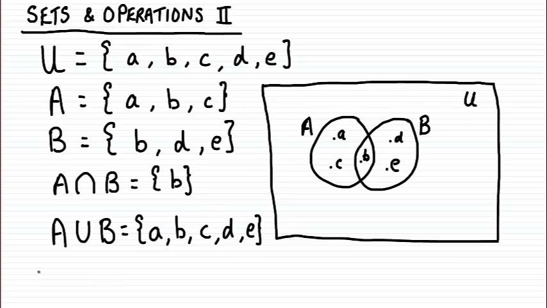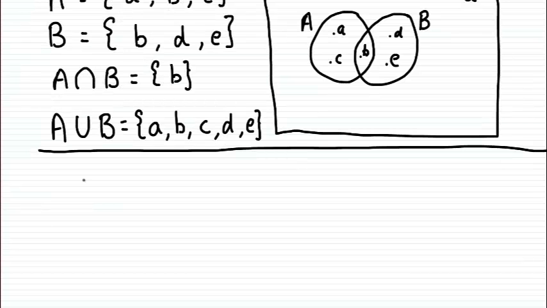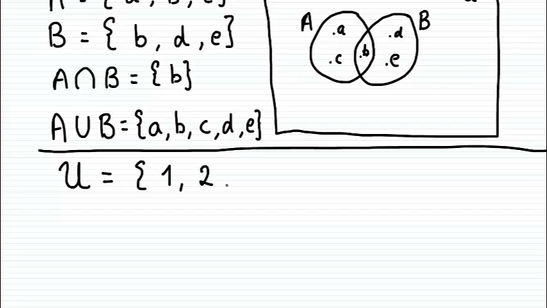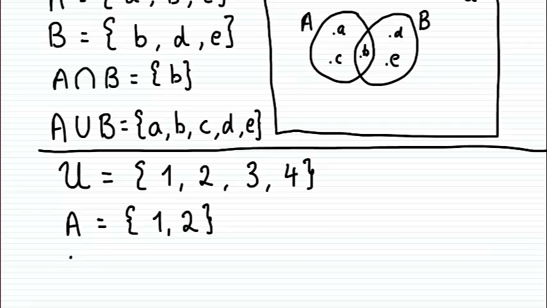Let's take another example. Okay, this time let's define the universal set in the following way. So U this time will be the set of elements 1, 2, 3, and 4. And let's consider two subsets of this universal set. The set A containing the elements 1 and 2, and the set B containing the element 3.